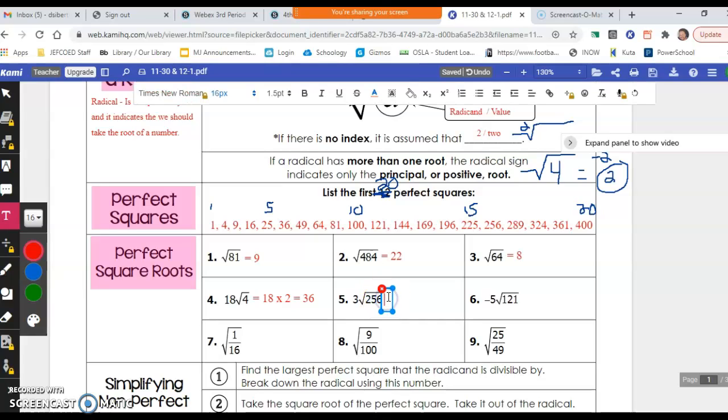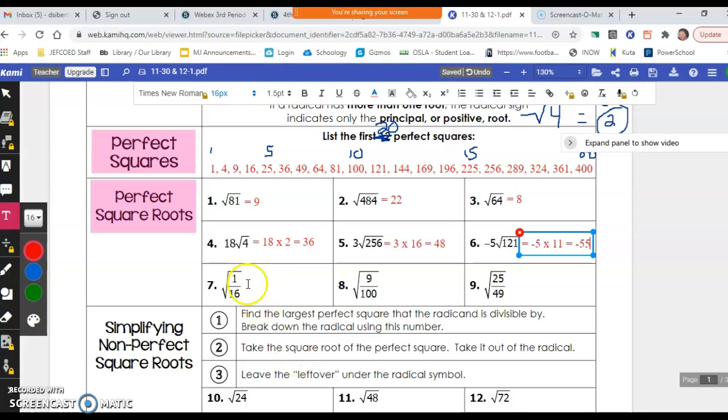So here we know we're going to have equals 3 times square root of 256. 16. So 3 times 16. It's what? 48. Everybody good so far? All right, number 6. Okay, we're going to have negative 5 times square root of 121. 11. So then negative 5 times 11 is negative 55.